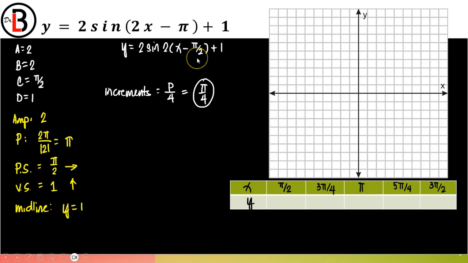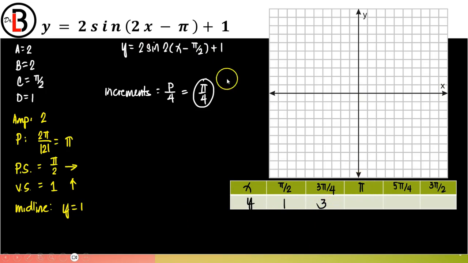Pi over 2 minus pi over 2 is 0. So sine of 0 is 0. But then there's plus 1. So that means this one would be 1. 3 pi over 4 minus pi over 2 times 2, that's pi over 2. Sine of 90 is 1, times 2 is 2, plus 1. The value would be 3.